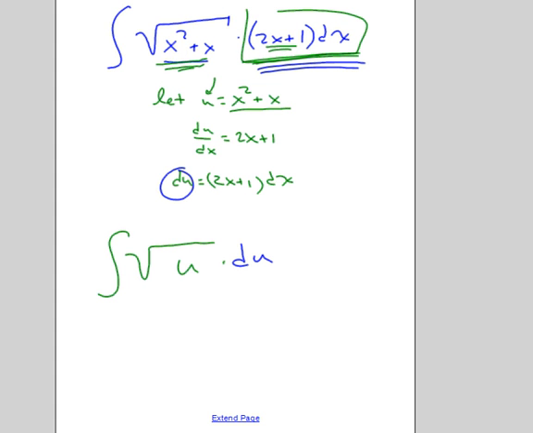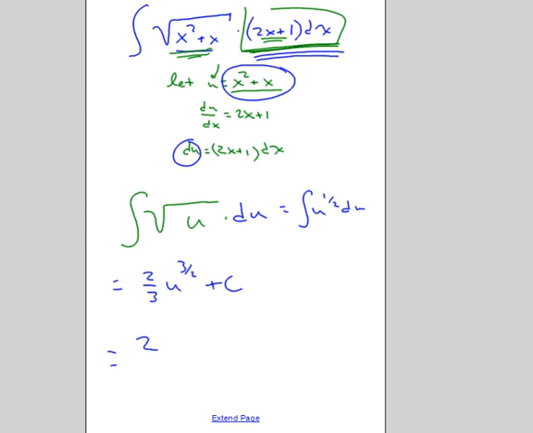This integrates really easily. This is 2/3 u to the 3/2. If you can't see that, just as a reminder, we could think of this as u to the 1/2, plus c. Okay, and then the final step is to substitute back. We don't want it in terms of u, we want it in terms of our variable x. So the integration becomes 2/3 times what was u, which is now x squared plus x, because they're equal, we defined them that way, raised to the 3/2 plus c.